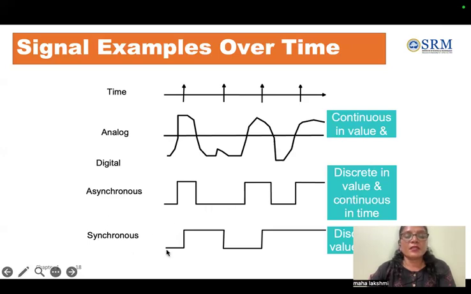In fact, if you take a synchronous signal, in terms of voltage or value, it is the same as an asynchronous signal. So a synchronous signal also varies only between a low level and a high level. It has only two levels, zeros and ones. It will not have intermediate, in-between values. So in terms of voltage they are discrete, and in terms of time also they are discrete.